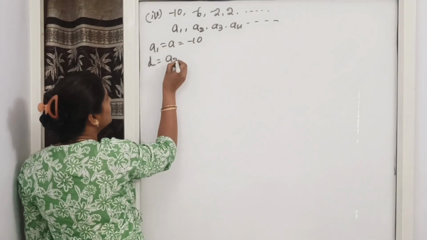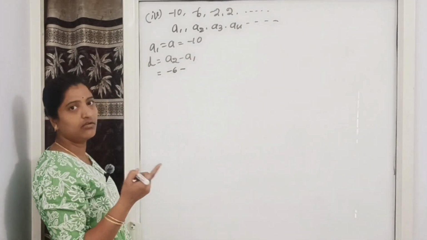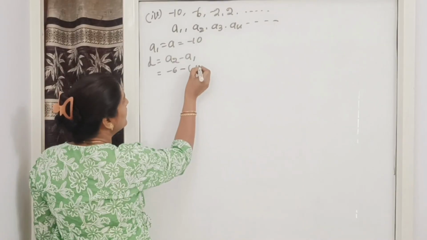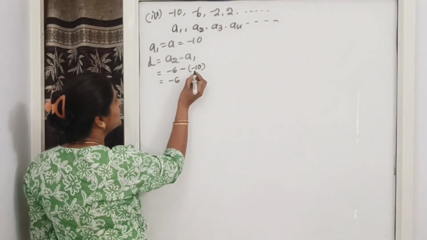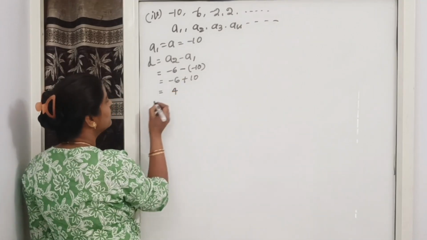D we need to find out, that is A2 minus A1. Minus 6, again the negative, be careful, minus of minus 10. So minus 6, minus into minus plus 10. So 10 minus 6 is 4.